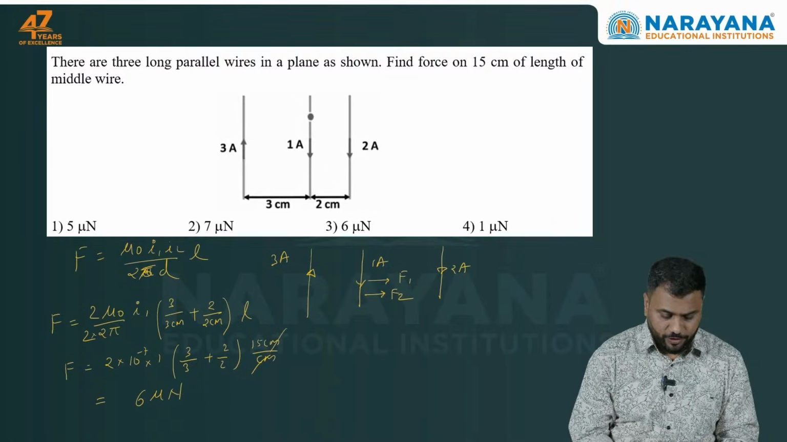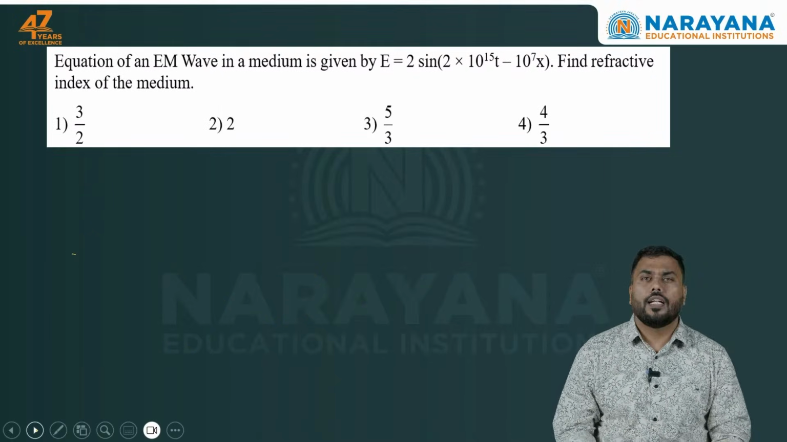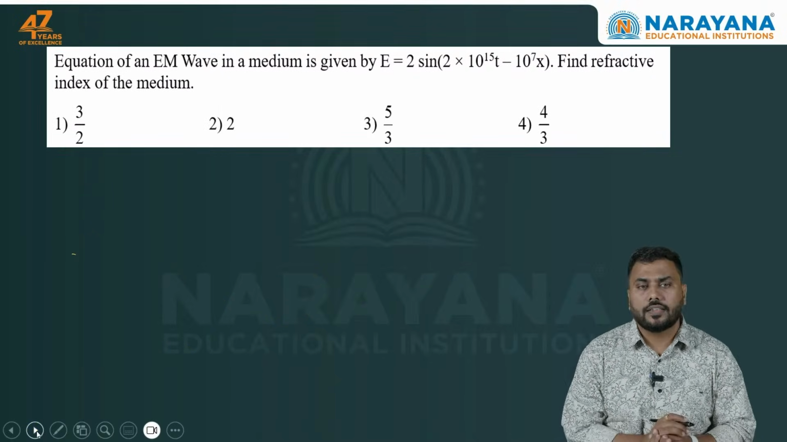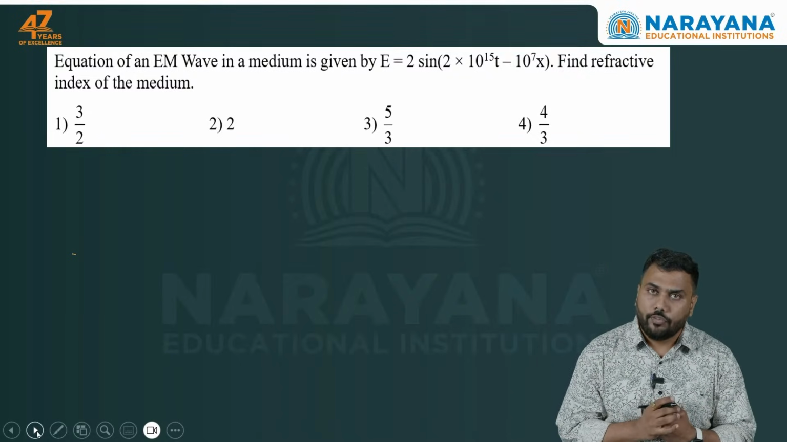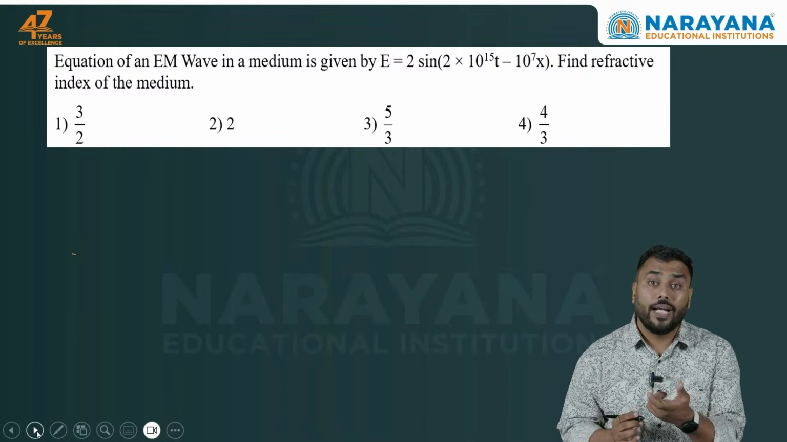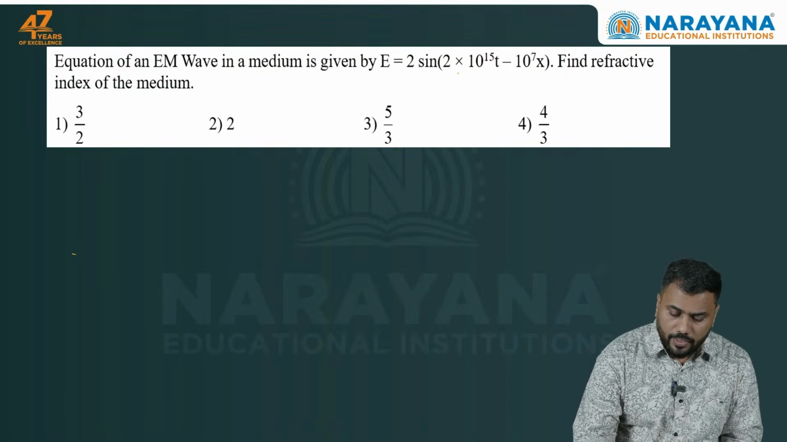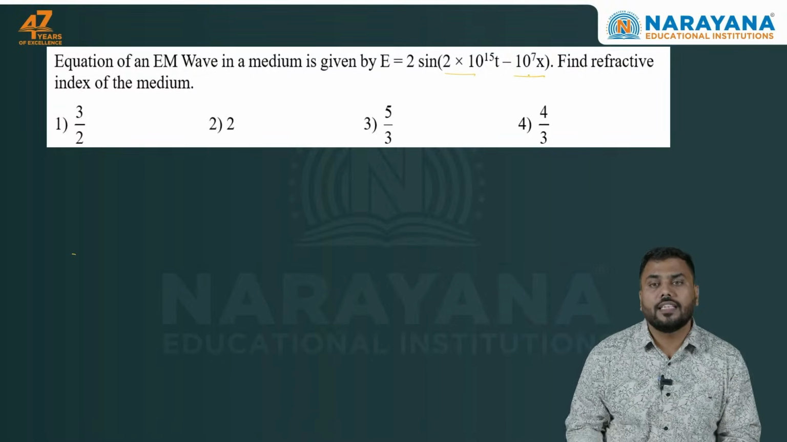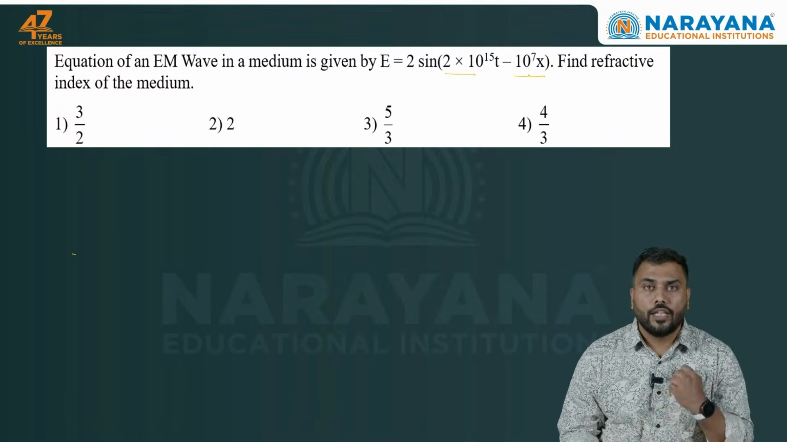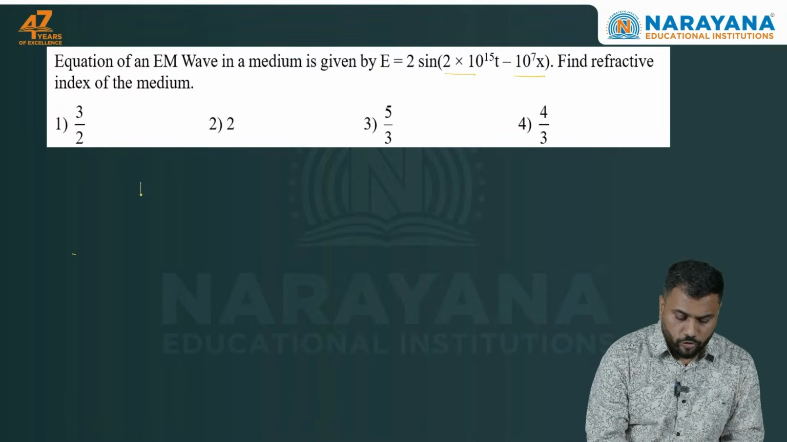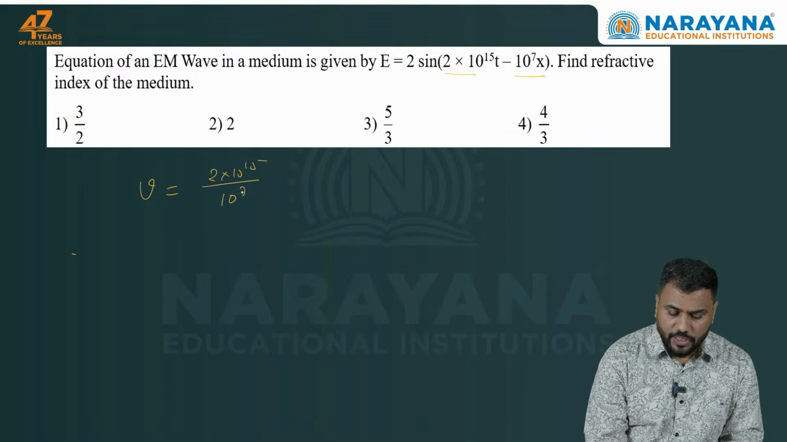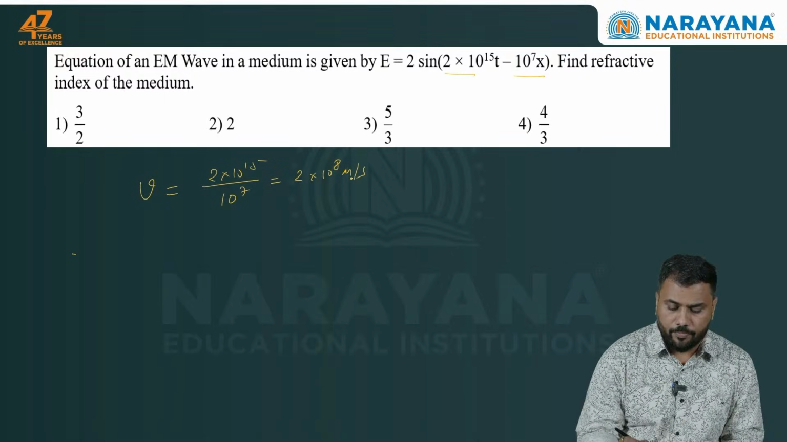Let's go to the next question. The next question is an easier one. They are asking to find the refractive index of the medium in which the electric field component wave equation is given to us. We know that the coefficient of t and the coefficient of x in the wave equation can be used to calculate the wave velocity. So the wave velocity of this wave is going to be the coefficient of t, which is 2 into 10 power 15, divided by the coefficient of x, which is 10 power 7. If you solve, this is 2 into 10 power 8 meter per second.